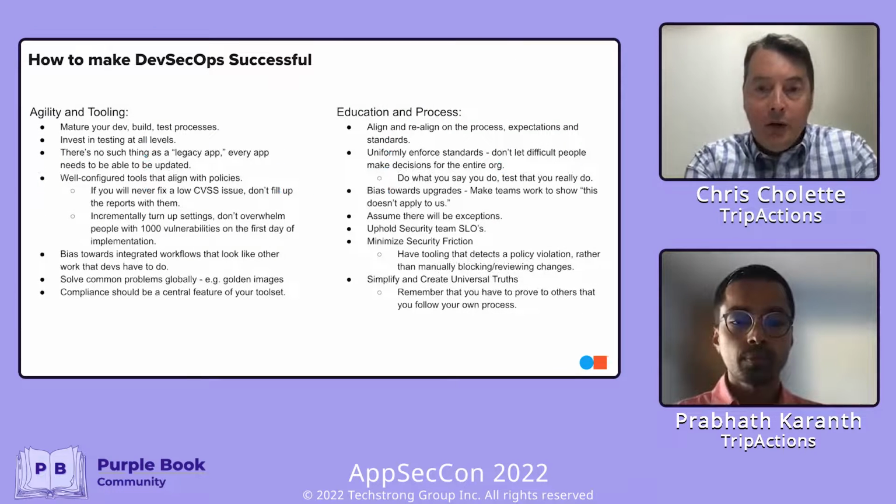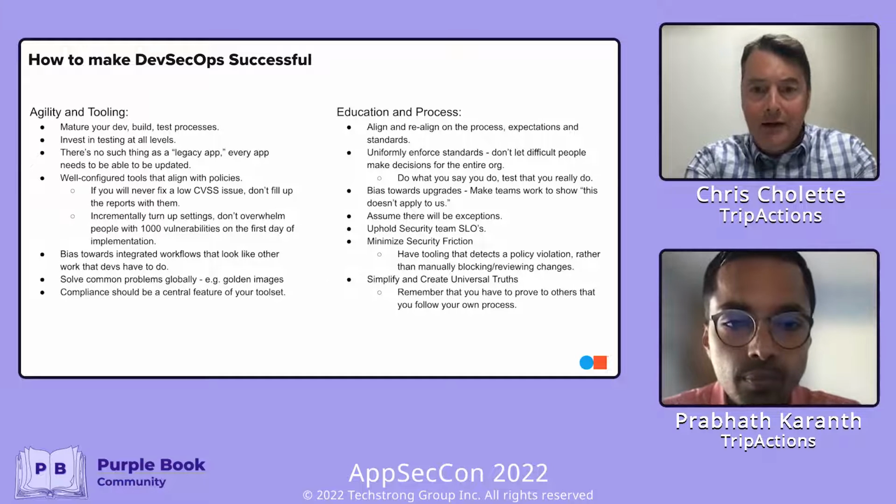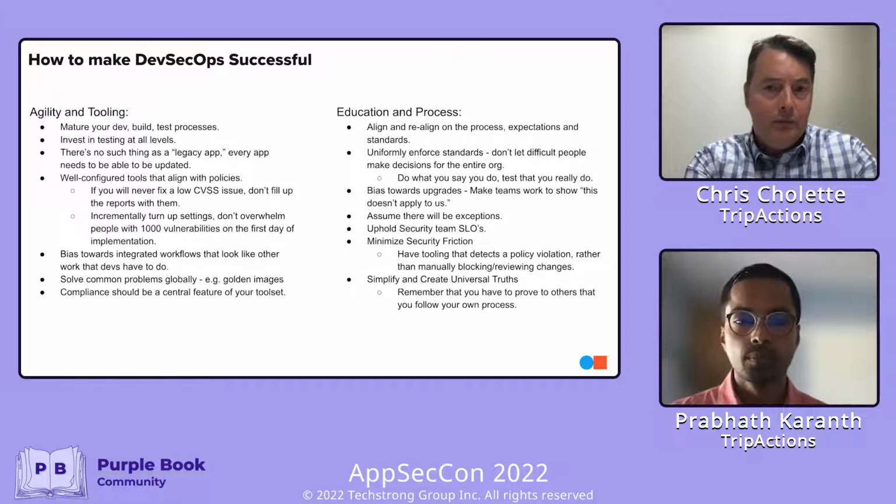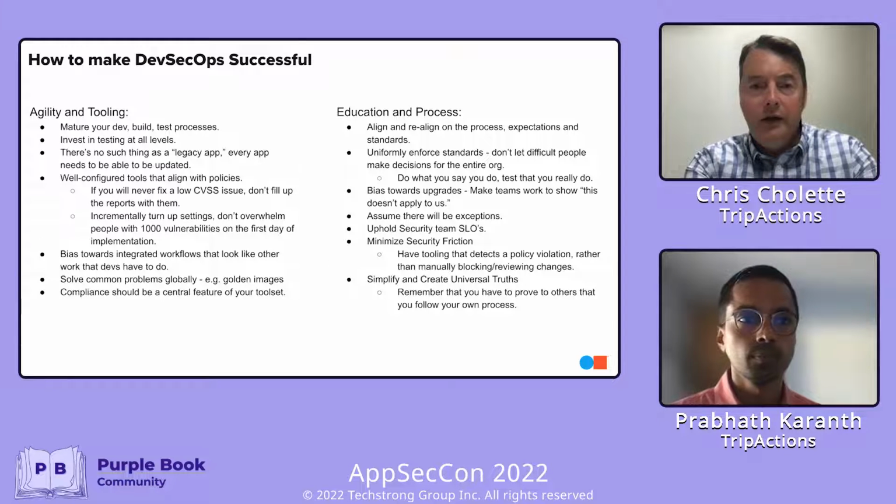All right. So, we've talked about, hopefully you have a good understanding of what DevSecOps is and how to implement it in certain parts of your CI/CD cycle. Now let's talk about what's going to make DevSecOps successful. So there are two major categories. One is agility and tooling, and the other is education and process.